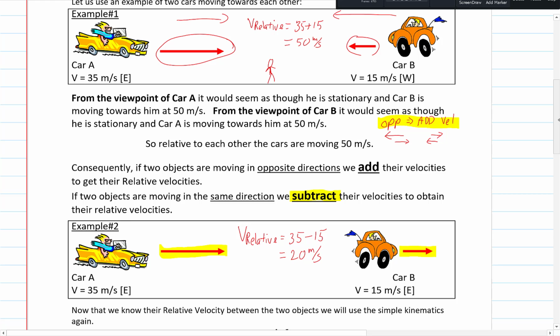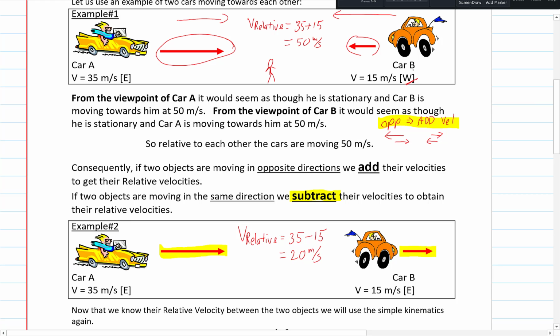Now, I'm using V and I'm using the word velocity. Doesn't this need a direction? Because it is a velocity? And yes, it needs a direction. Which direction is it? East or west? And the answer is yes. It's both.